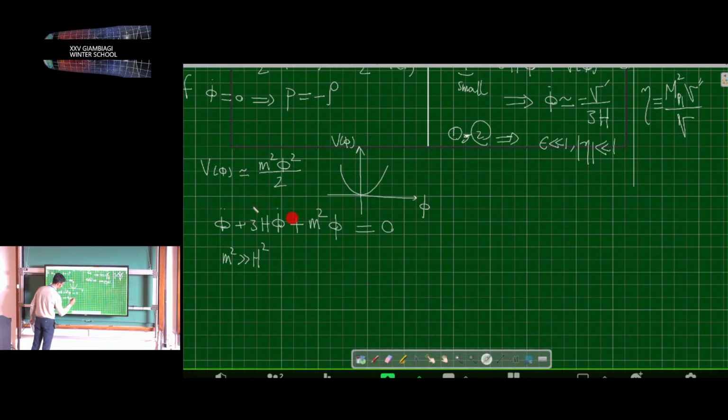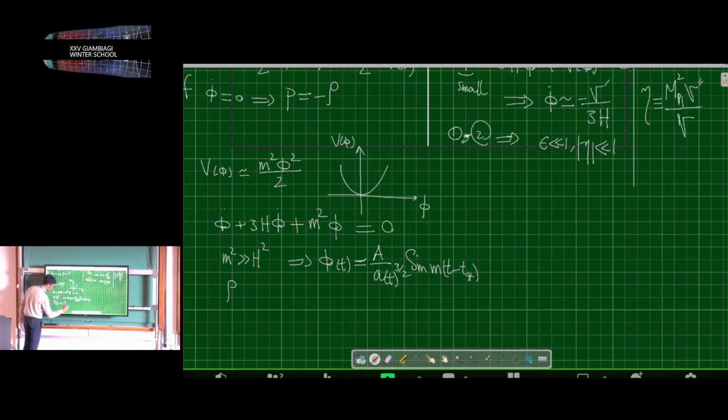phi of t is approximately given by a constant divided by the scale factor to the power 3/2 times sine of m times t minus some integration constant. Now, if we compute the energy density for this configuration, for this solution, you will find that rho of t will be proportional to 1 over a cubed.